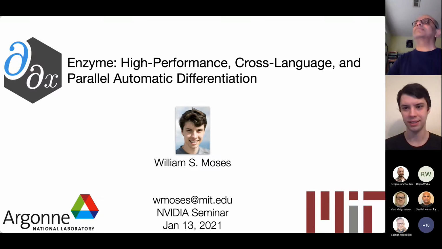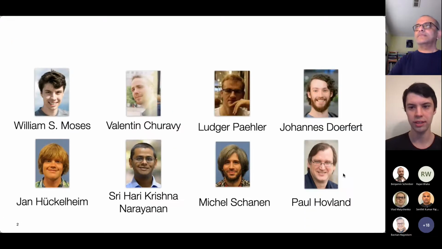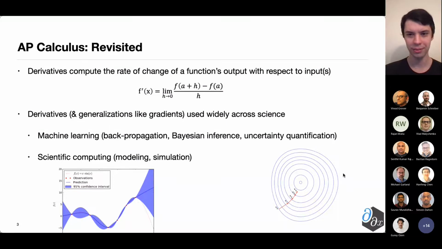Cool. And yeah, as mentioned, I'll be talking about Enzyme, which is a tool for being able to take arbitrary LLVM code and perform automatic differentiation on it. And this work is not just the work of myself, but a large team composing folks from MIT, TUM, Argonne National Lab, and beyond.